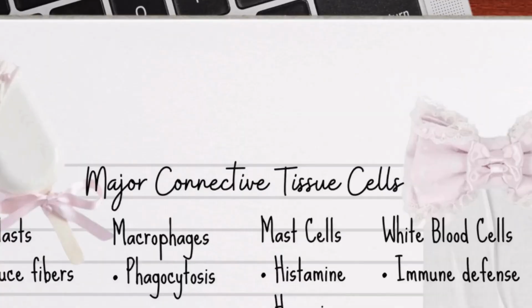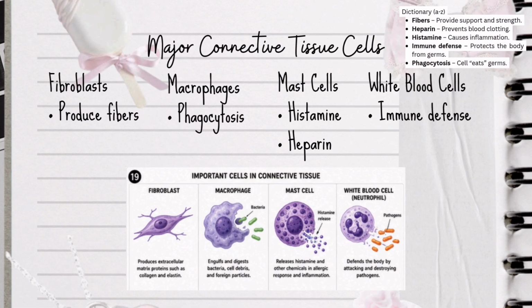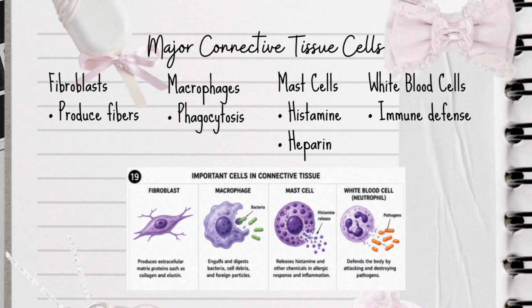Although connective tissue contains many different cells, 4 are especially important to remember. The most common is the fibroblast. Think of fibroblasts as the body's builders. Their primary function is to produce the collagen, elastic, and reticular fibers that give connective tissue its strength and flexibility. Next are macrophages. Their name literally means big eaters, which describes their job perfectly. Through phagocytosis, they engulf bacteria, damaged cells, and foreign particles, helping protect the body from infection.